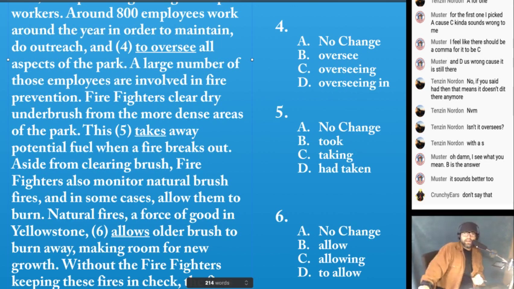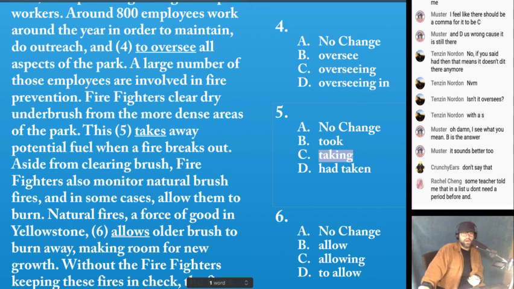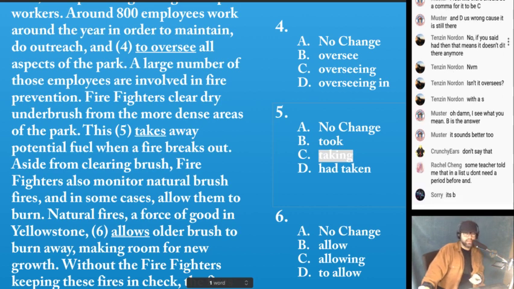Number five, this takes away potential fuel. Taking would make it an incomplete sentence because that's the only verb of the sentence. Some teacher told me that in a list you don't need a comma before and. You mean a comma before and?